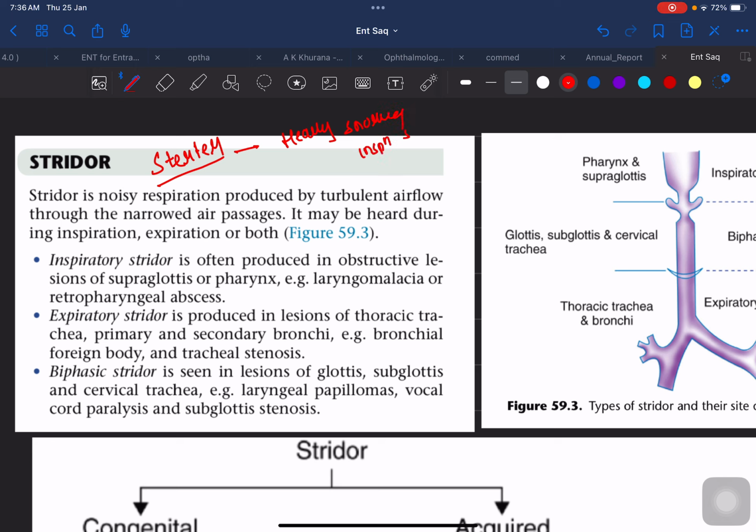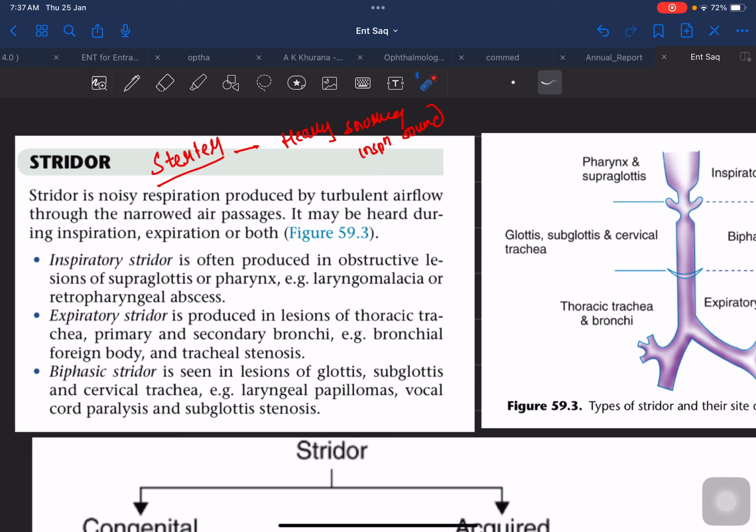It is an inspiratory sound which occurs when the person is in coma, deep sleep, or sometimes due to obstruction of larynx or upper airway. This is the heavy snoring inspiratory sound that often occurs when the person is in deep sleep or coma, or when there is obstruction in the upper respiratory airways.